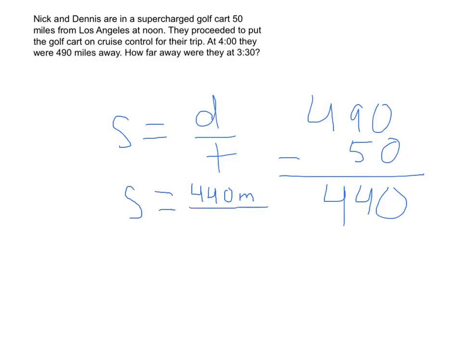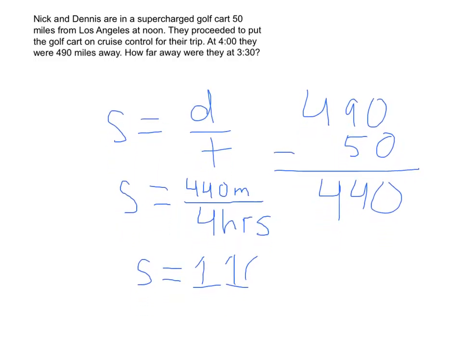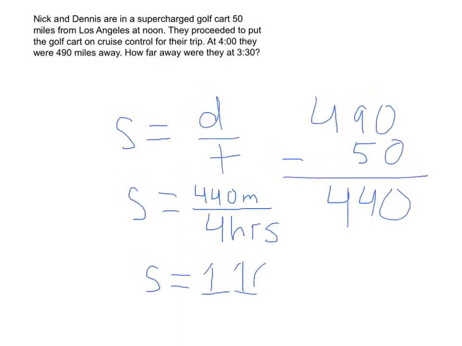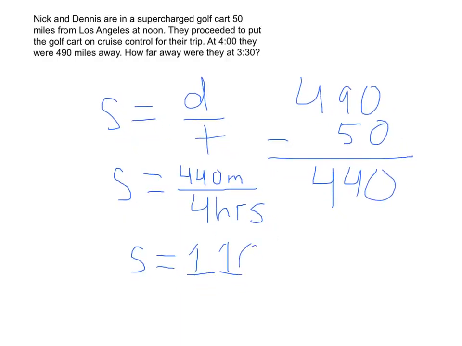divided by the time. And if they started at noon, from noon to 4 o'clock, they have traveled for 4 hours. And 440 divided by 4 is 110. So the speed will equal 110 miles per hour.